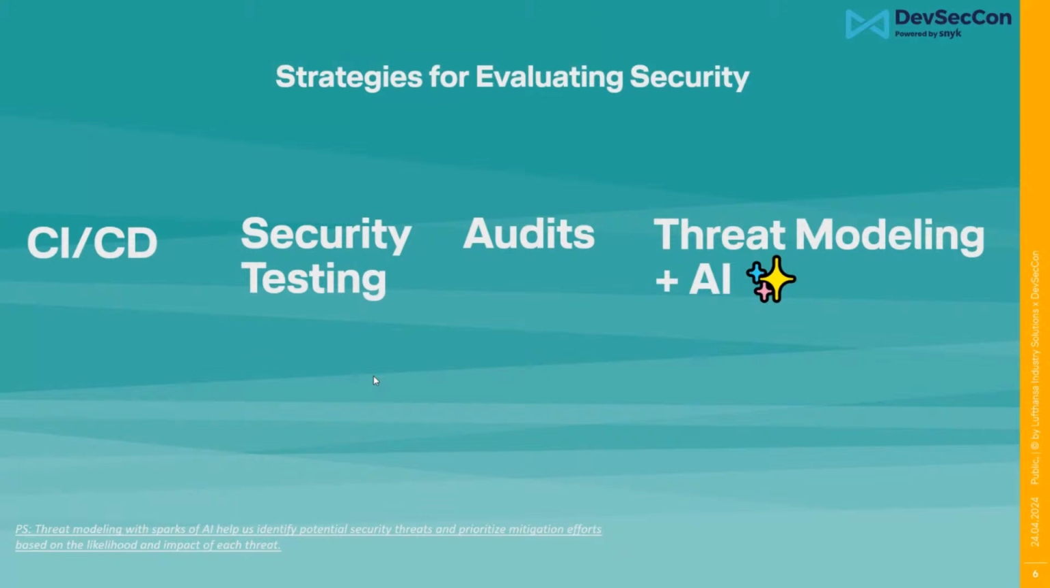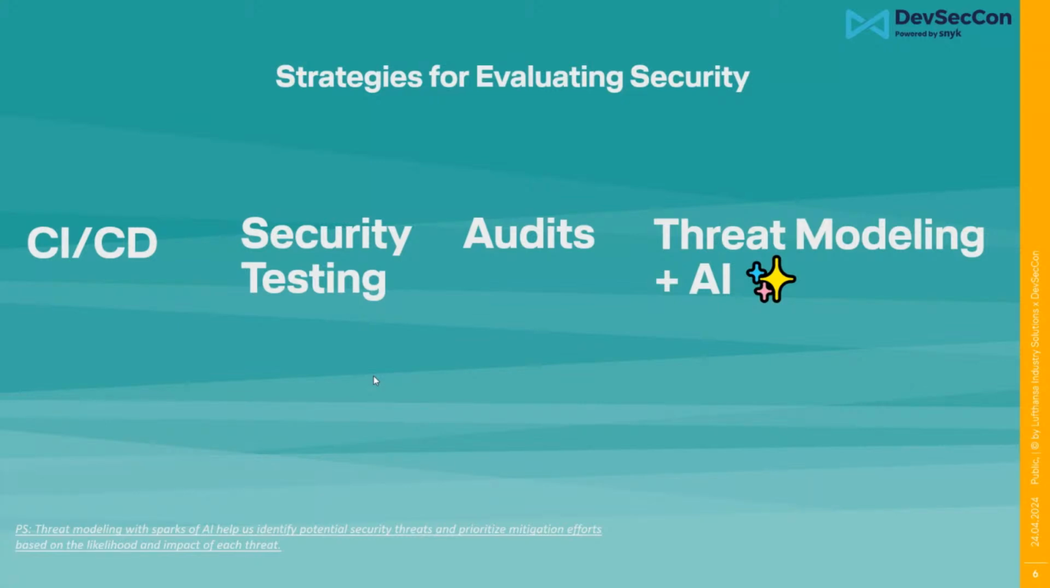For the strategies for evaluating security, as I said in the beginning, we have CI/CD, security testing, audits, and threat modeling and AI. I know that you've heard a lot about all of these strategies, but in Golang these are really special because you can create a CI/CD in Go and use it for every YAML file in your environment, security testing with tools and frameworks, audits. We all know what audits are. If you cannot handle the audits, then you should go somewhere else. And of course, threat modeling and AI.